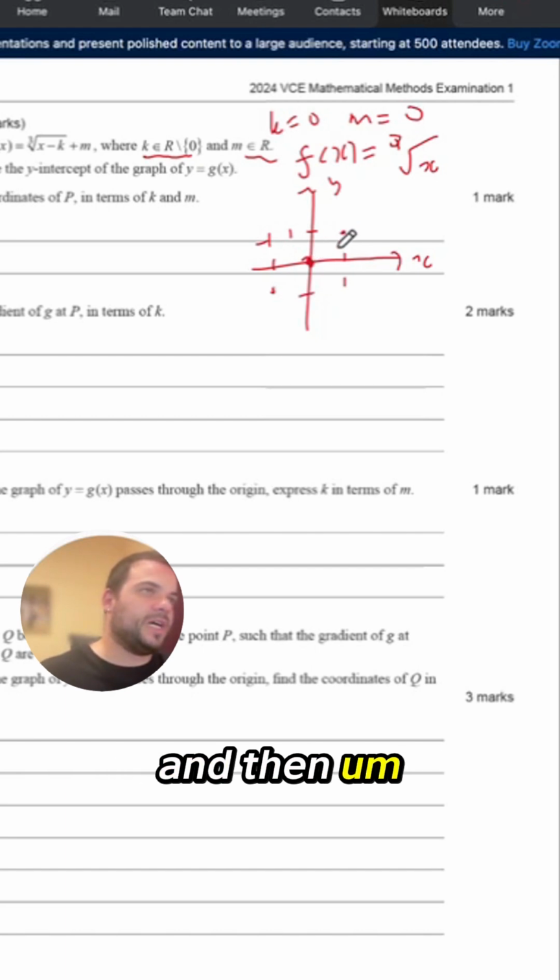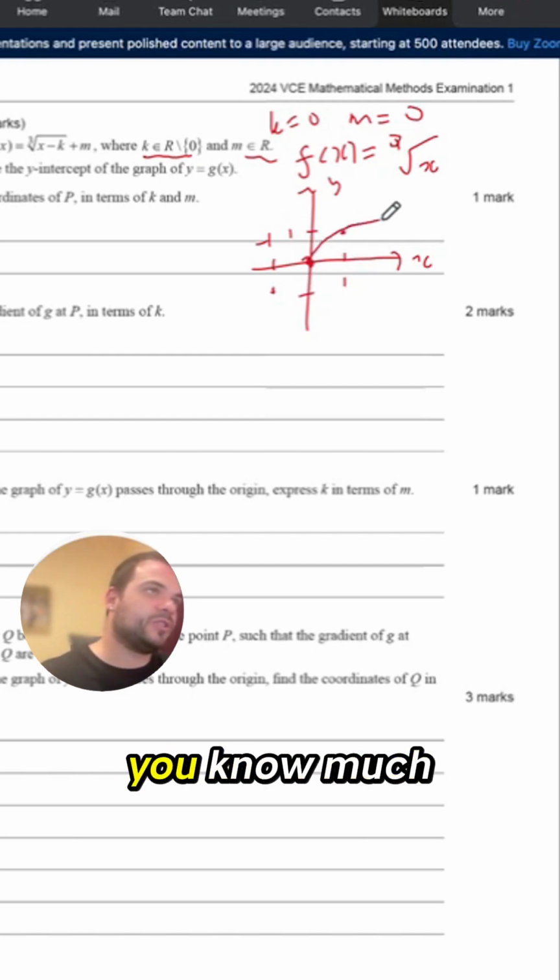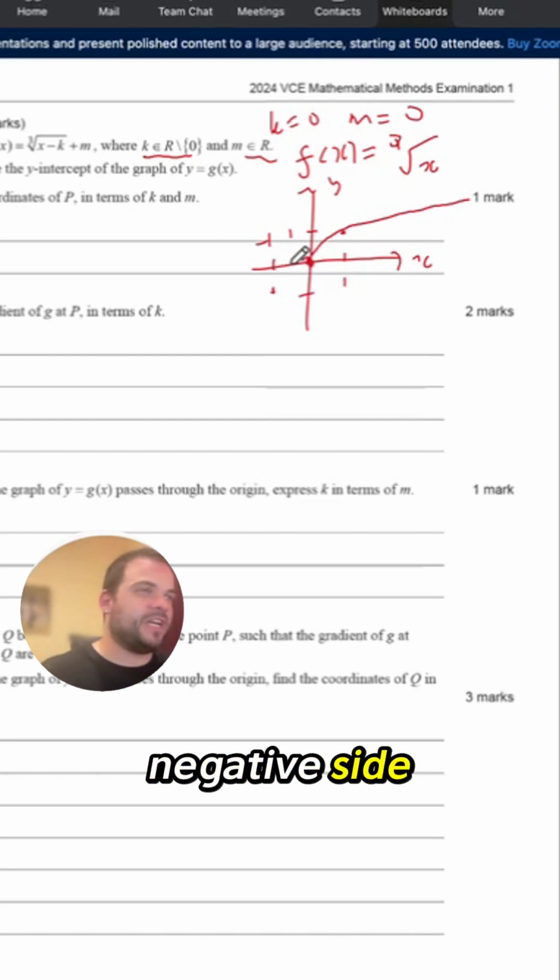And then we can either reason about what it looks like, or we can remember this family of functions, the cube roots, and we'll realize that it looks much like a square root function, except on the negative side, negative x, we also get the negative y. It's an odd function, and so it's going to look like this on the other side.